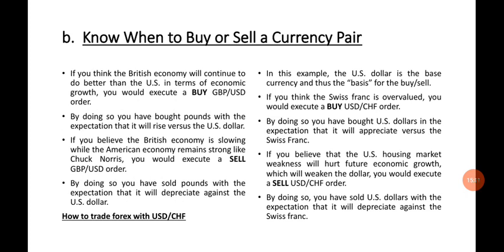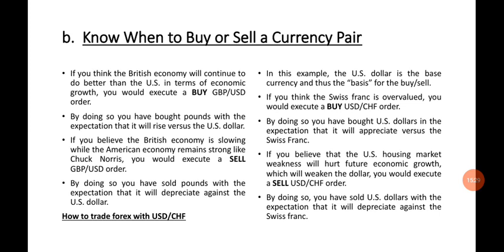Now, if you believe the British economy is slowing while the American economy remains strong like Chuck Norris, you execute a sell Great British Pound US dollar order. By doing so, you have sold pounds with the expectation that it will depreciate against the United States dollar.